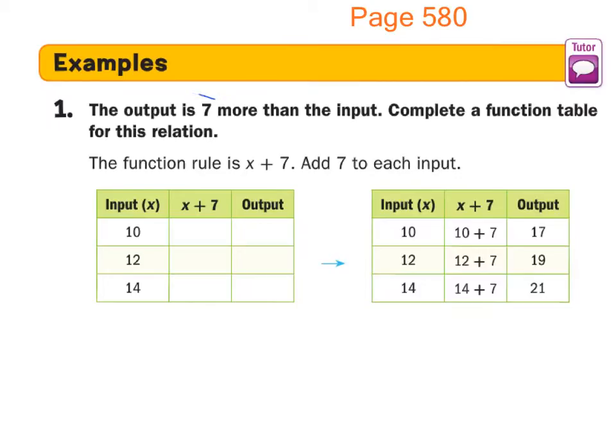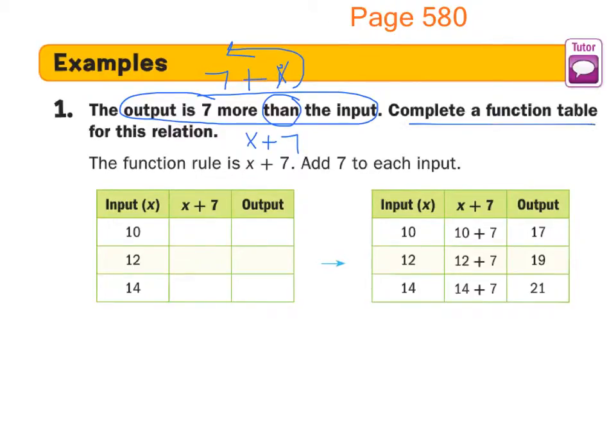If the output is 7 more than the input, so 7 more than is an addition sign, the input, and because I have that word "than" in there, I'm going to reverse this one. They use the variable x for the input. We rewrite it as x plus 7. We were working on this, writing expressions, in chapter 6. They want us to complete the function table for that relation, or for that rule.